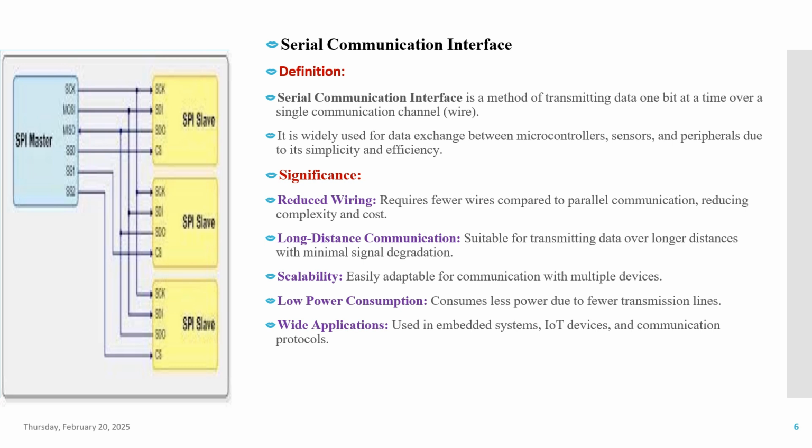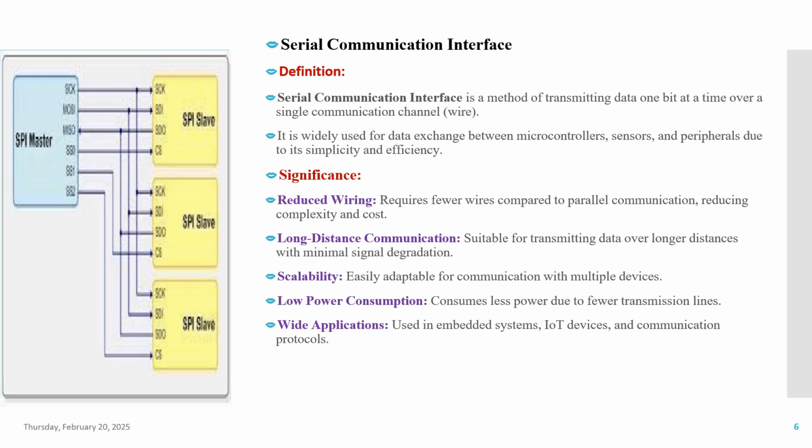So how it works, the working principle. Number one is data transmission. Number two is types of serial communication. So what are the types of serial communication? First one is asynchronous communication. Second one is synchronous communication. Clear? In asynchronous communication, we commonly use UART.